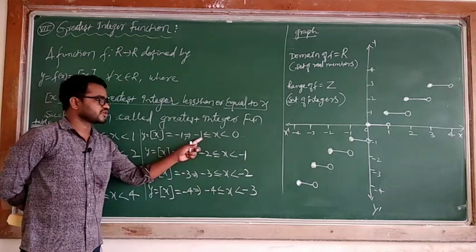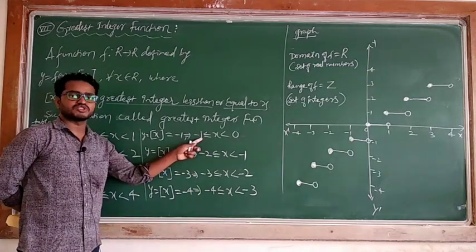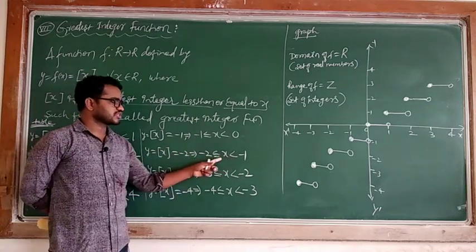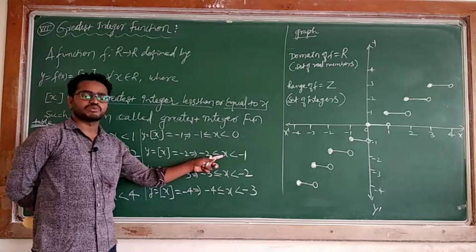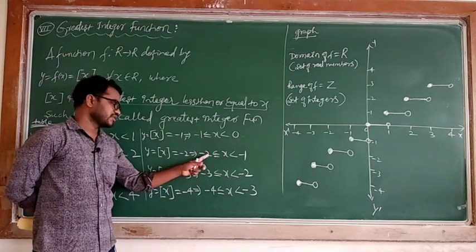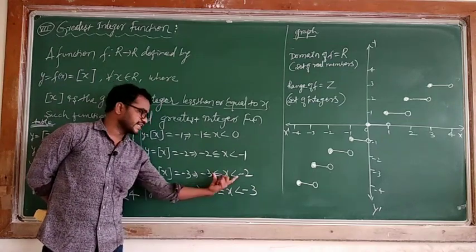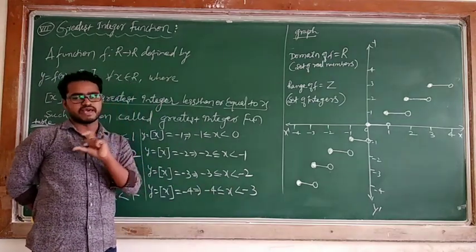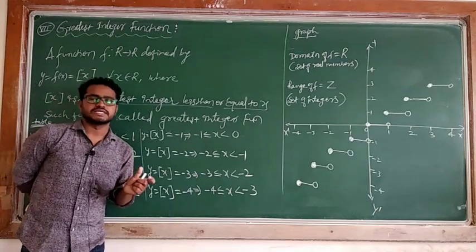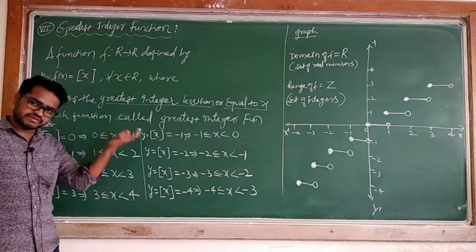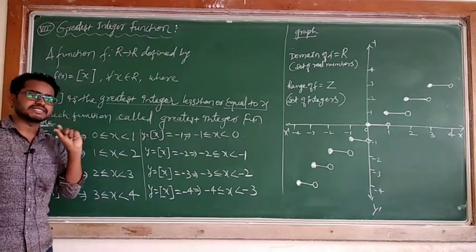Between minus 1 and 0, you can take minus 0.1, minus 0.2, minus 0.3, and you get minus 1. Between minus 2 and minus 1, you can take minus 1.1, minus 1.2, minus 1.9, and you get minus 2. Whenever the value lies between two integers, you take the smaller integer. If the given number itself is an integer, you take that integer only.